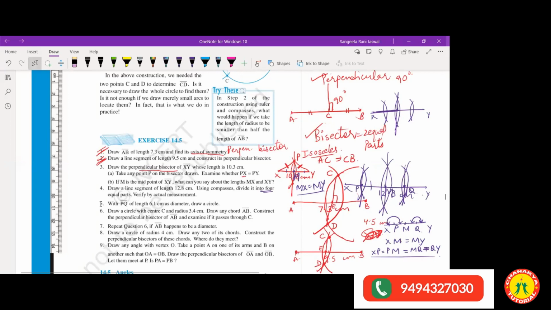Now see question number 5. Ritesh, please read question number 5. With PQ of length 6.1 centimeters as diameter, draw a circle. So simple. Quickly, this must not take more than 1 minute. 6.1 centimeter is the diameter, so take the radius first and construct a circle.